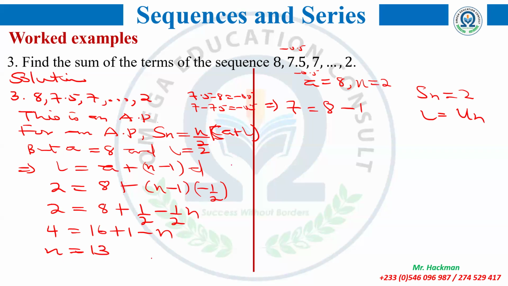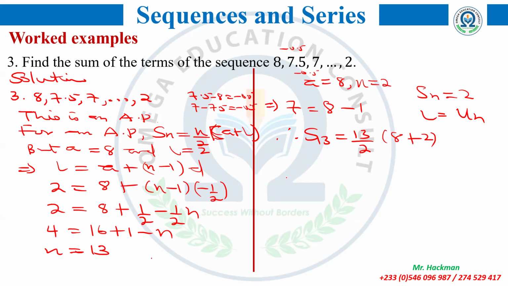So now the question is asking you to find the sum of the first 13 terms. That will be equal to n over 2 into your A, which is 8, plus your L, which is 2, and you are good to go.